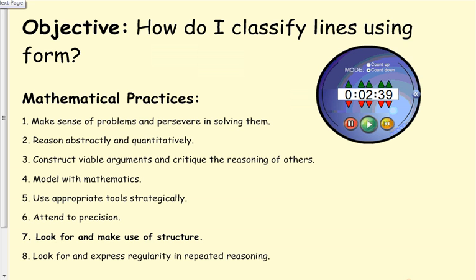Objective: How do I classify lines using forms? Our mathematical practice today is number 7. Look for and make use of structure.